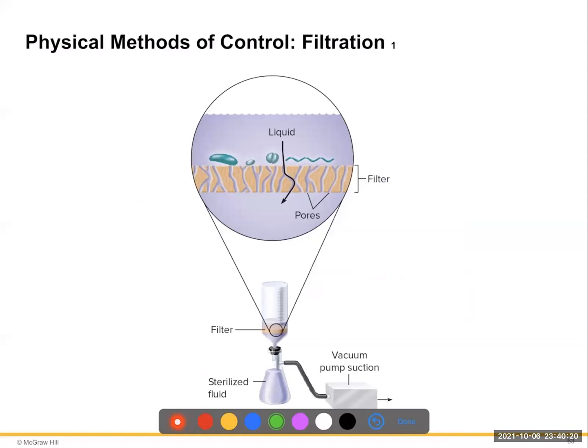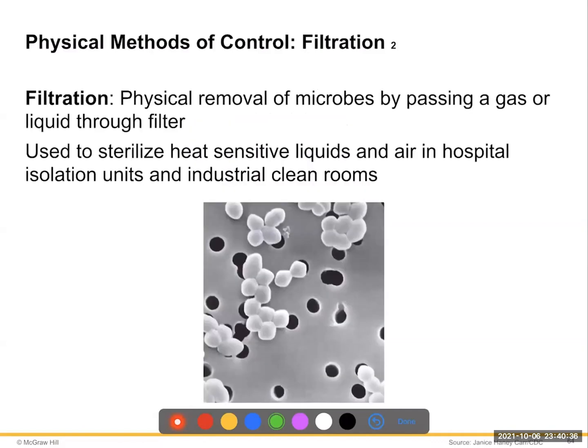Filtration. You can see the membrane, and the filter acts here. Liquids can go through the pores, but the other materials and microbes cannot go through. So you can use filtration to decrease the microbial count. Filtration is a physical removal of microbes, by passing a gas or liquid through the filter. We use it to sterilize heat-sensitive liquids and air in hospitals, isolation rooms, and industrial clean rooms. The microbes can't pass through the filter, so it cleans the air or the liquid.